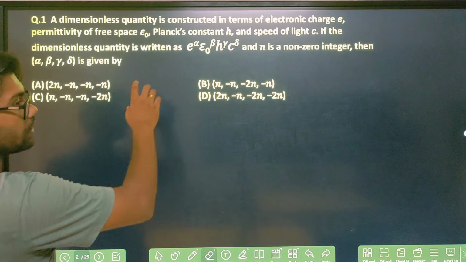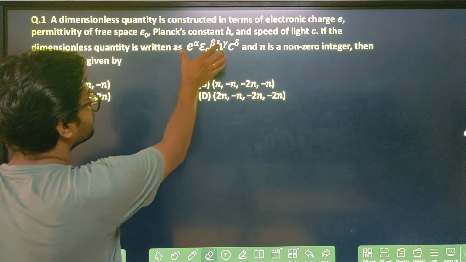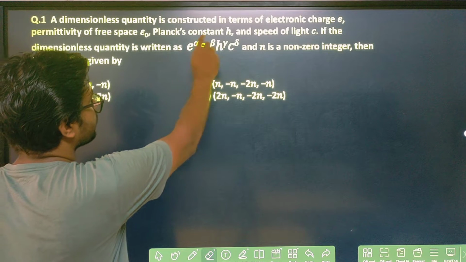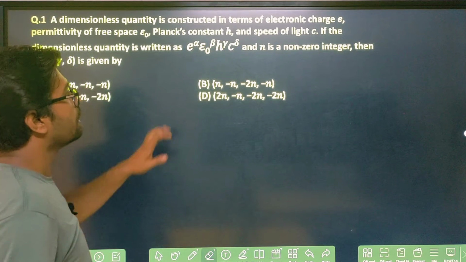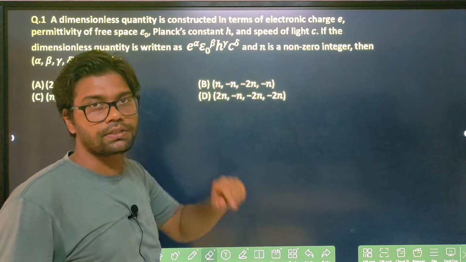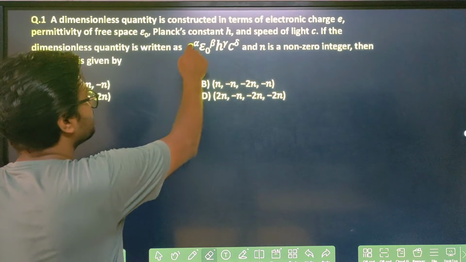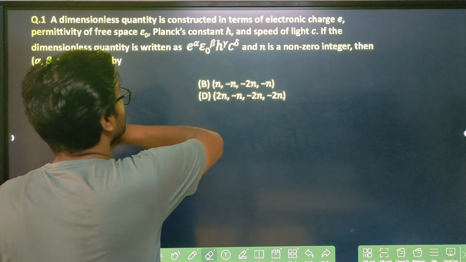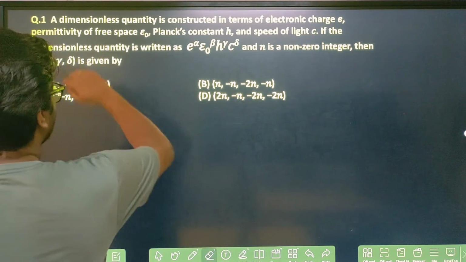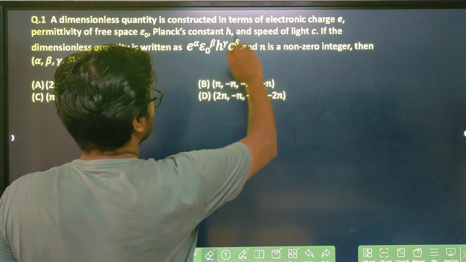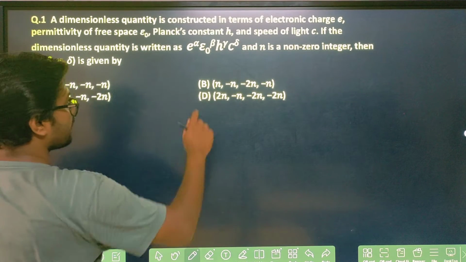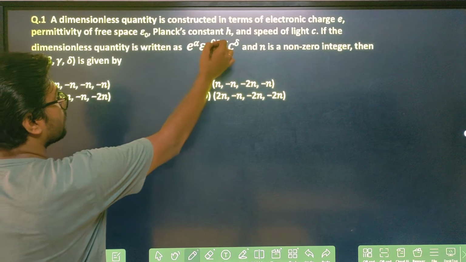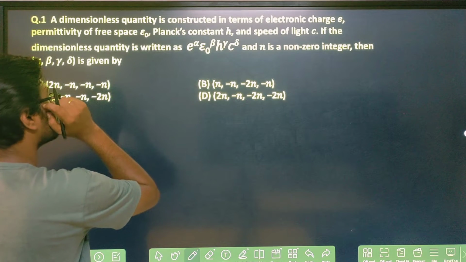In question number 1 they are telling that the term e to the power alpha, epsilon naught to the power beta, h to the power gamma and c to the power delta is a dimensionless quantity. Here e is charge, epsilon naught is the permittivity of free space, h is the Planck constant, and c is the speed of light. They are asking you to find alpha, beta, gamma, delta.